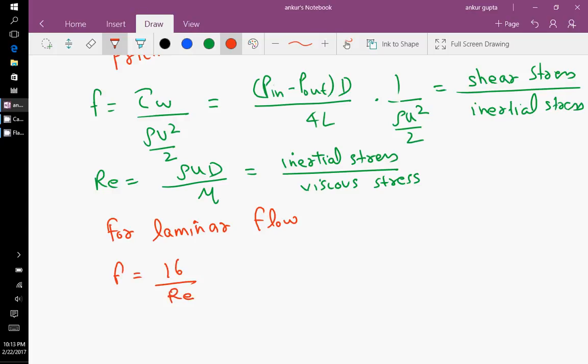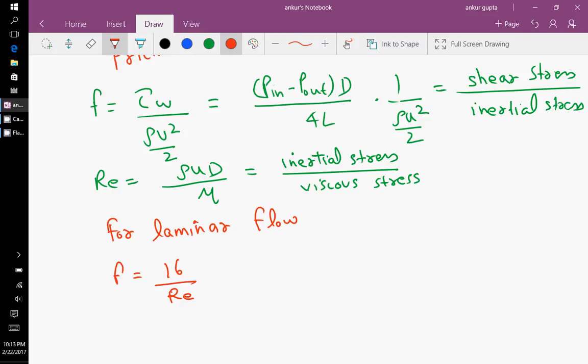That makes sense also because F, the friction factor, is shear stress by inertial stress, and the inverse of Re will become viscous stress by inertial stress. So inertial stress would basically cancel out, and the shear stress is only dominated by viscous stress. That's true because Reynolds number less than 2100 means the flow is laminar, or viscous stress dominates. So we know this.